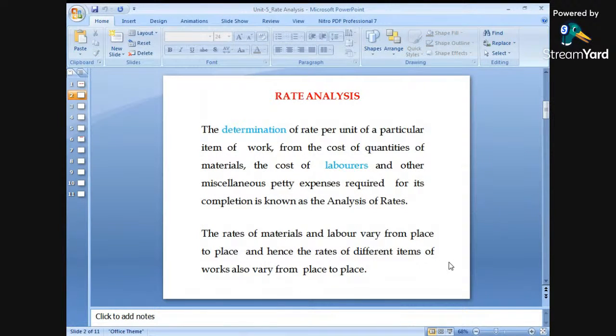Okay, the rates of material and labor vary from place to place, and hence the rates of the different items of works also vary from place to place. That means material cost or labor cost will be different for the different places. Okay? So this will depend upon the different places.